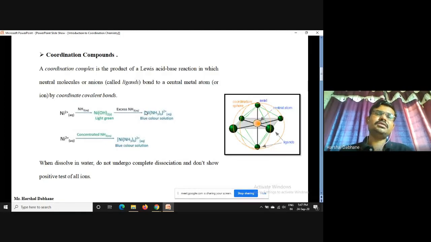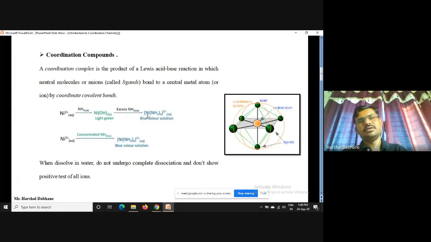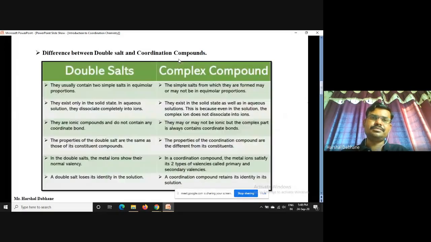It means the identity of the metal is lost whenever a coordination complex is formed. In case of the double salt, the identity of the metal remains after the formation of the double salt. The identity is not suppressed in a double salt, whereas in a complex the identity is suppressed. So this is the main difference between a coordination compound and a double salt. This question is asked many times in examinations. So, the difference between the double salt and coordination compound.